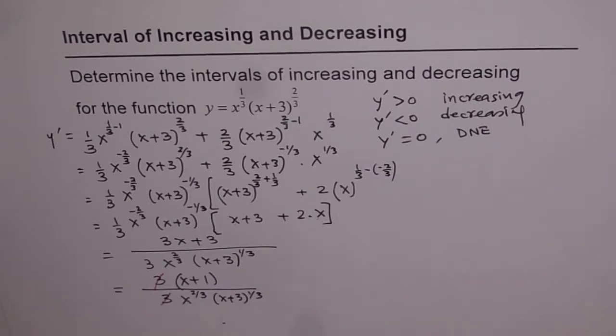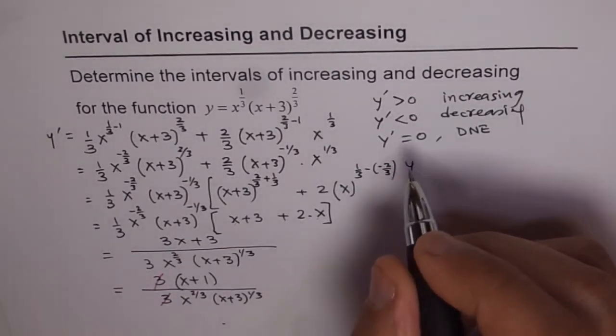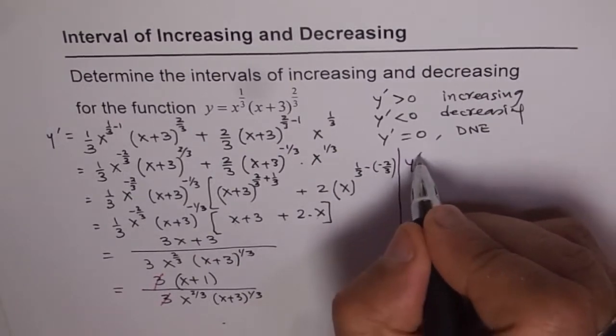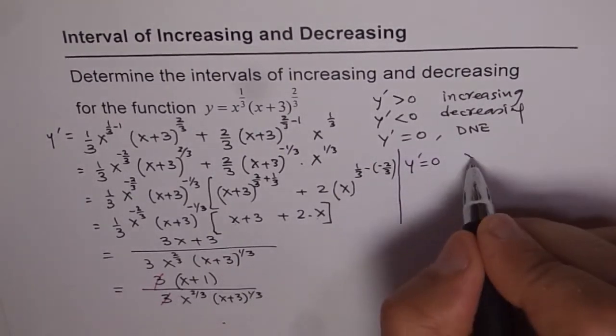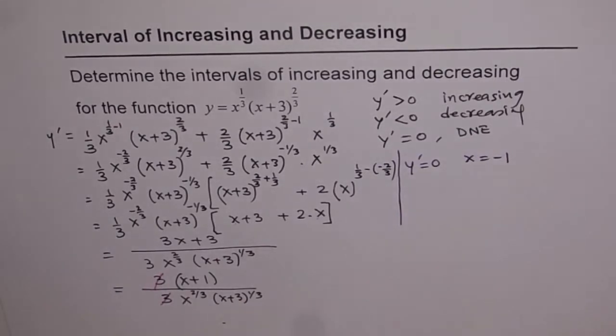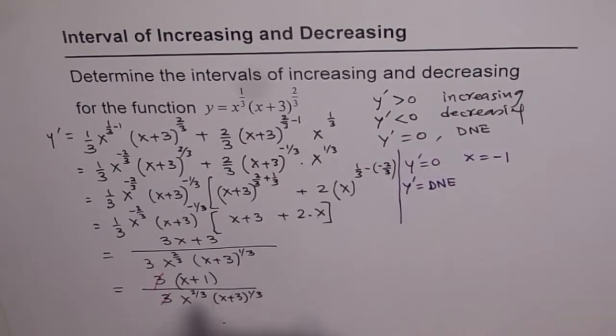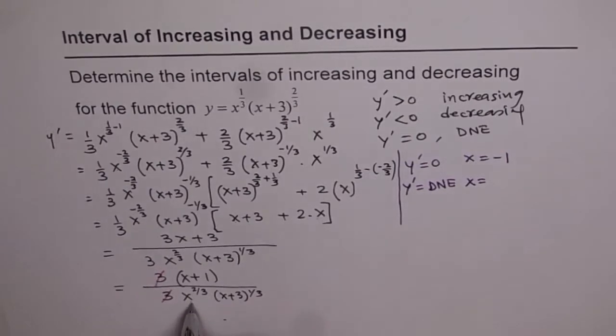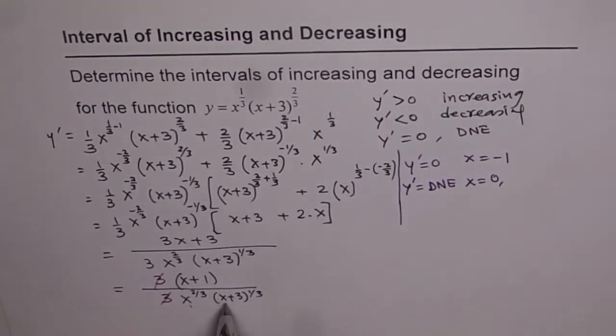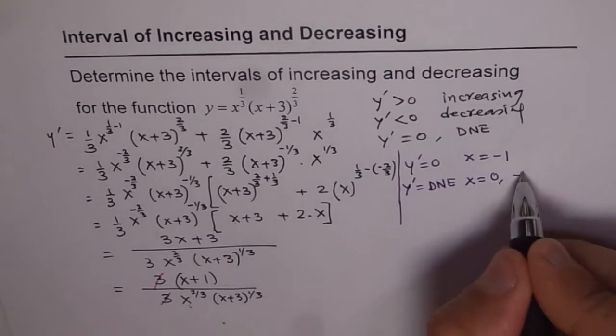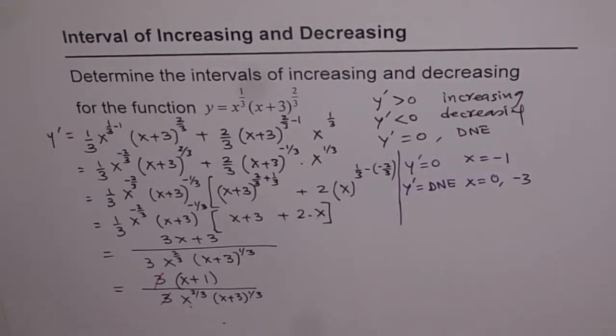So, when is it 0? Let me write down when it is 0. It will be 0 when the numerator is 0, correct? So y dash equals 0 at x equals minus 1, correct? Now when is y dash not defined, does not exist? That means the denominator is 0. The denominator can be 0 at x equals 0 or x equals minus 3. Is that okay? Minus 3. So we get these points, x equals 0 or x equals minus 3.